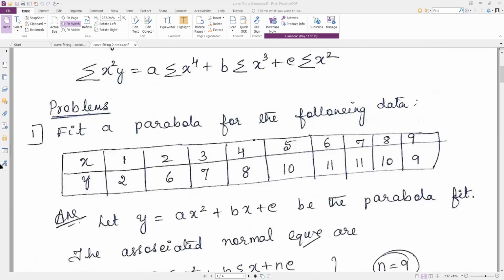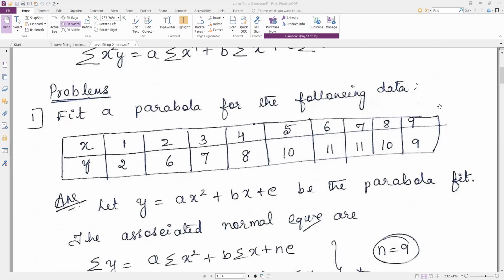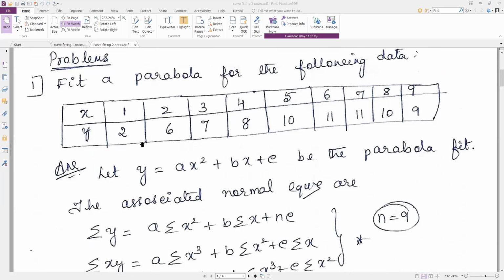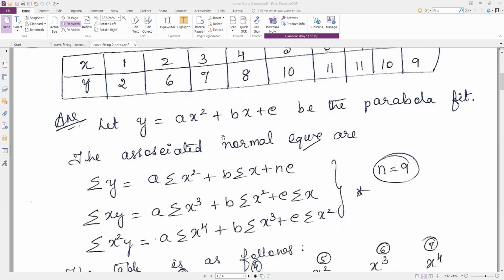Now, what is the first problem? Let me see the first problem. Problems are very easy. Fit a parabola for the following data. So this is the data given. You need to fit which kind of curve? Parabola curve. Now what is a parabola curve? Parabola curve is given by y equal to ax square plus bx plus c.